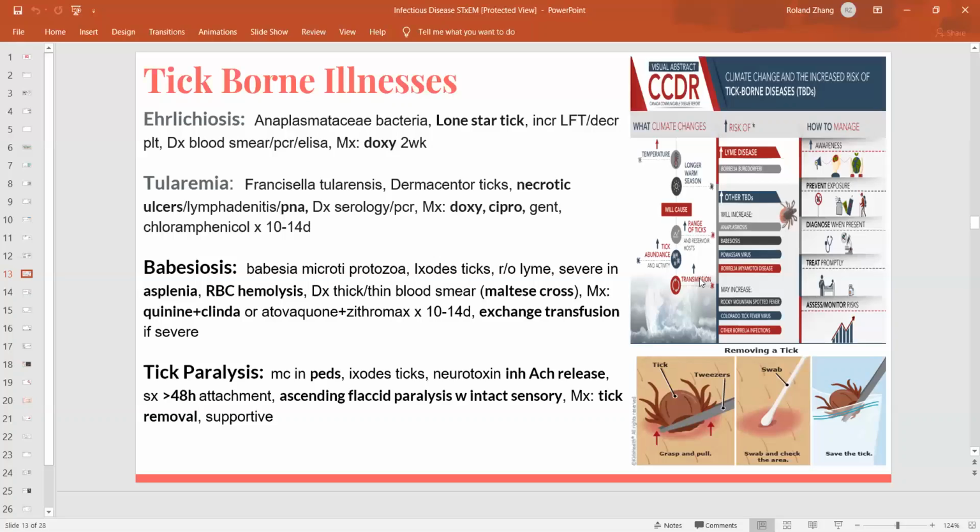And it's caused by the Rickettsia bacteria, and it's also from a tick. And the way you treat this is doxycycline as well for 1 week. Next slide.